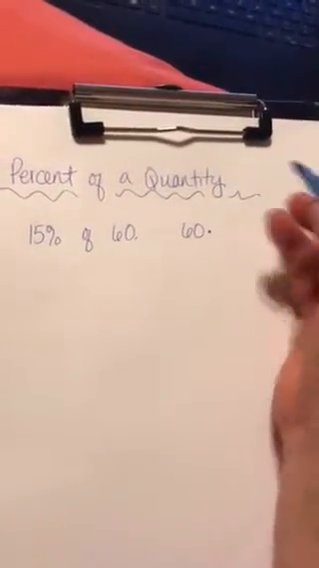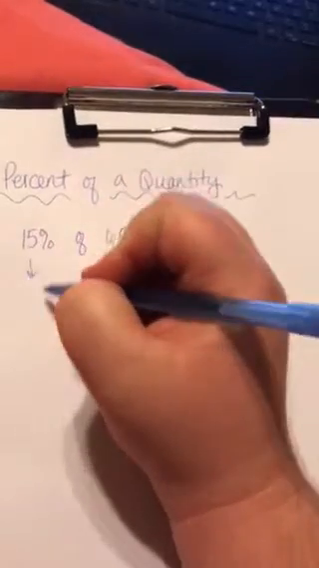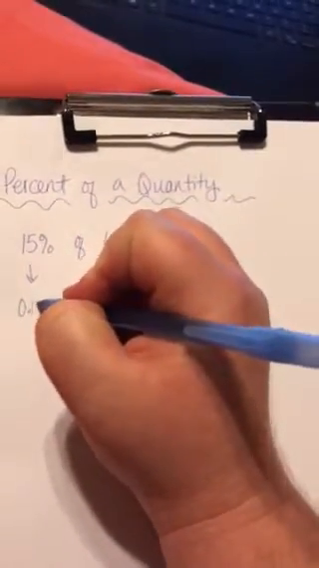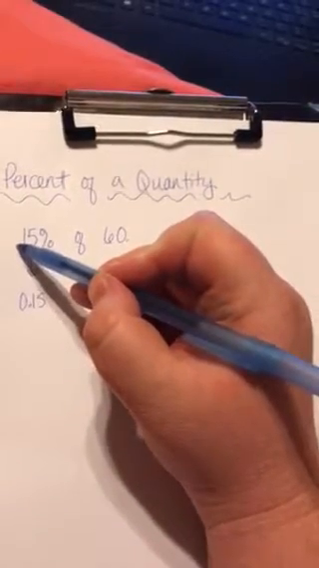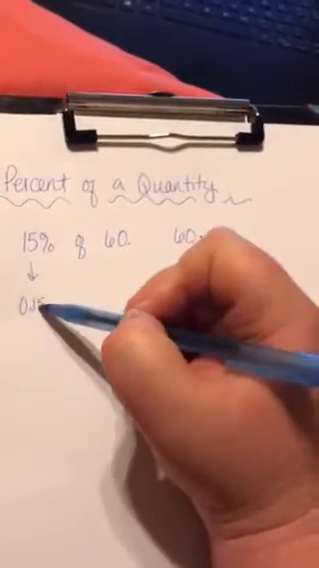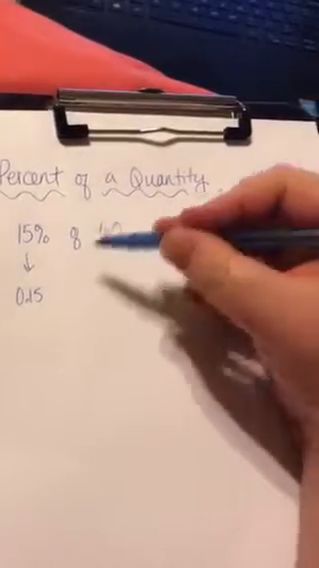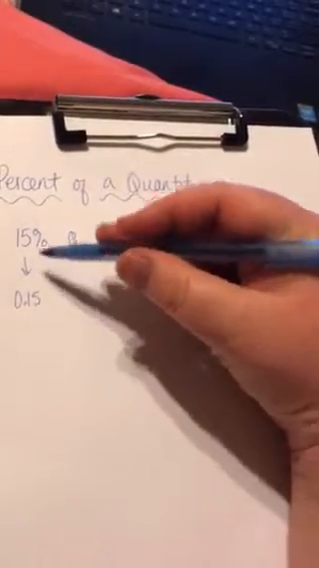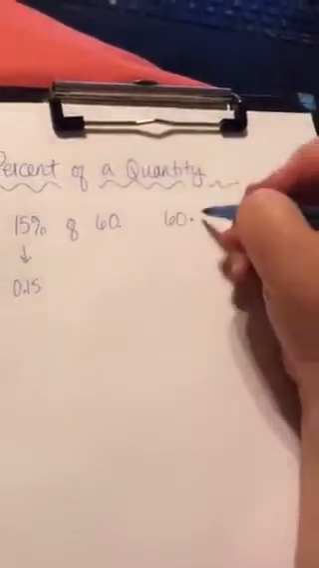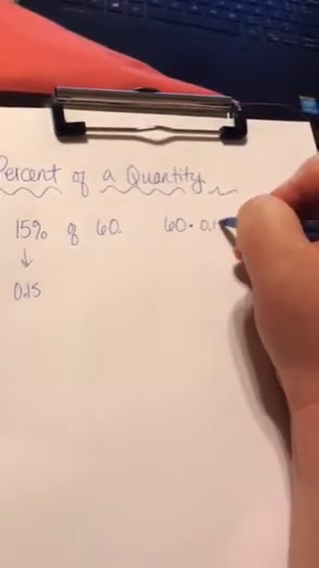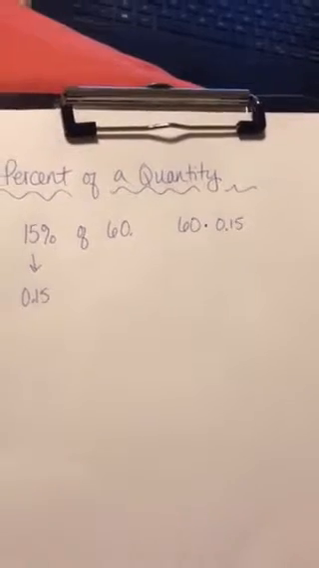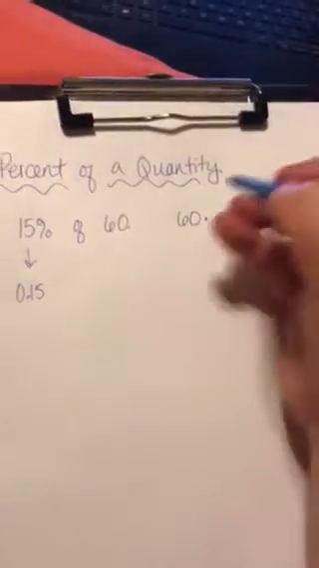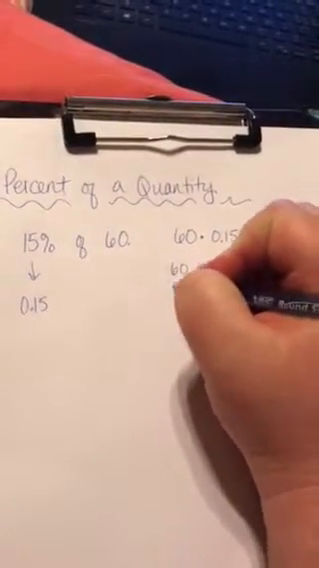We're going to turn this into a decimal, because remember, we're taking our decimal and moving it twice backward to the left, and here it is. And so we take our quantity and multiply it by the decimal version of the percent that we're looking for. So we come over here and say 60 times 0.15. So let's do our multiplication.